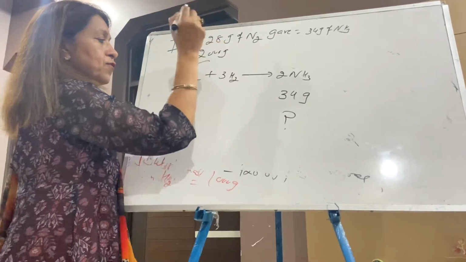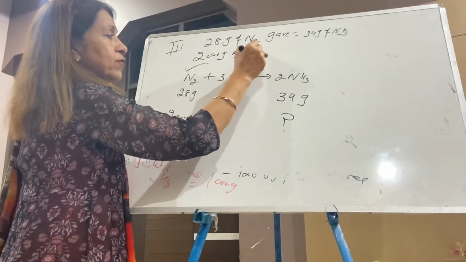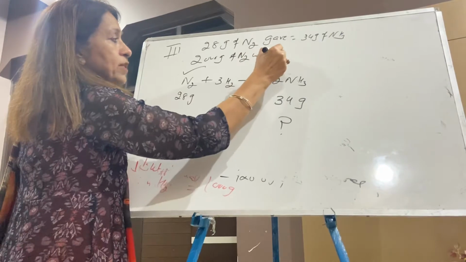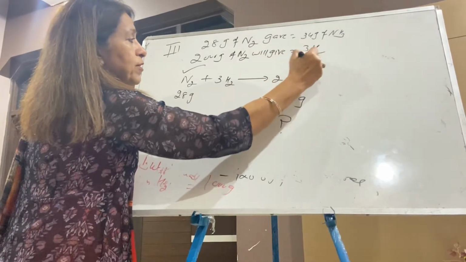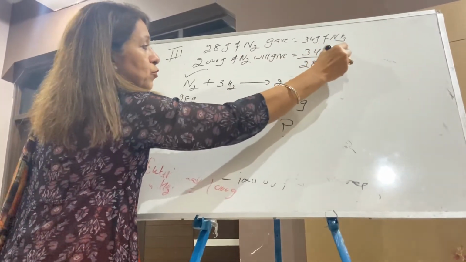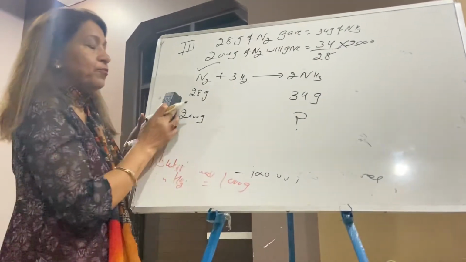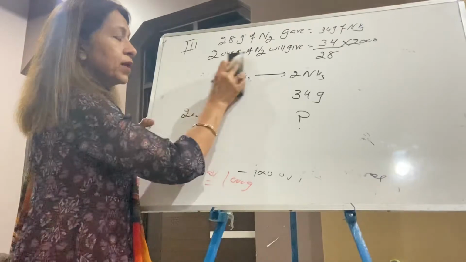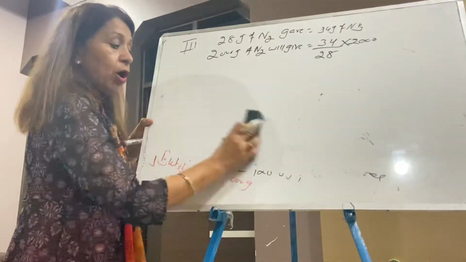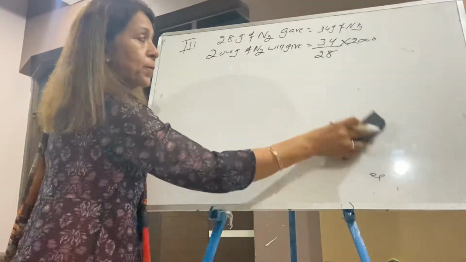2000 gram of nitrogen will give how much? 34 divided by 28 into 2000, and whatever answer comes you can note down. I think it's clear now. Again I am repeating. Now I will take a third numerical also from the same topic.